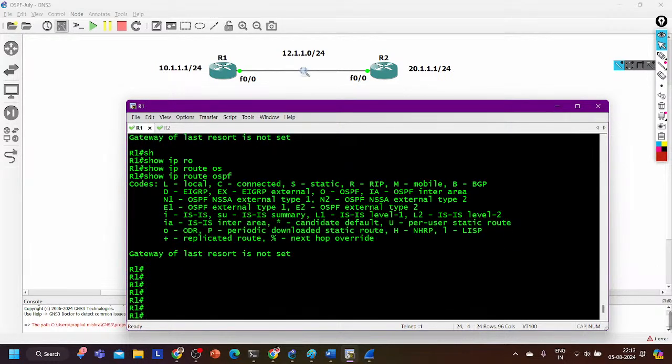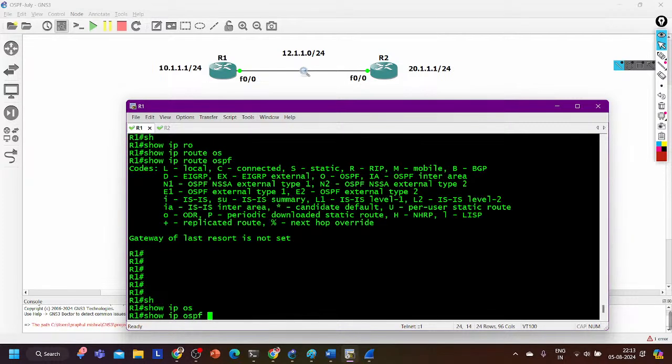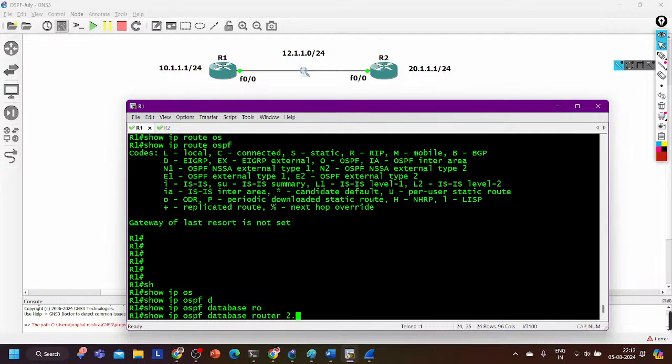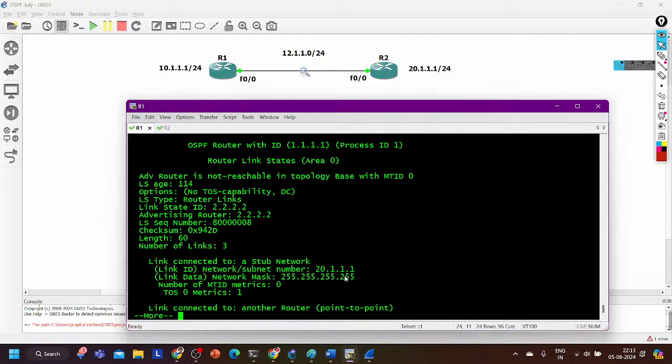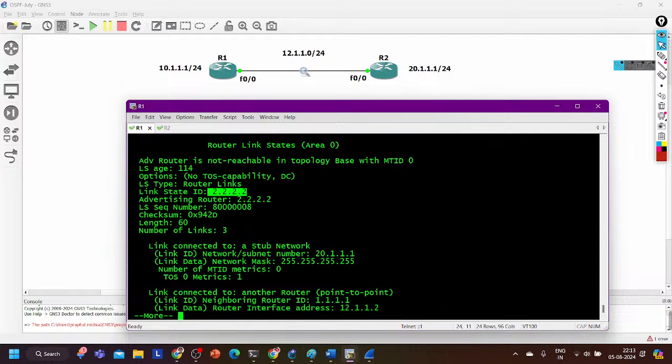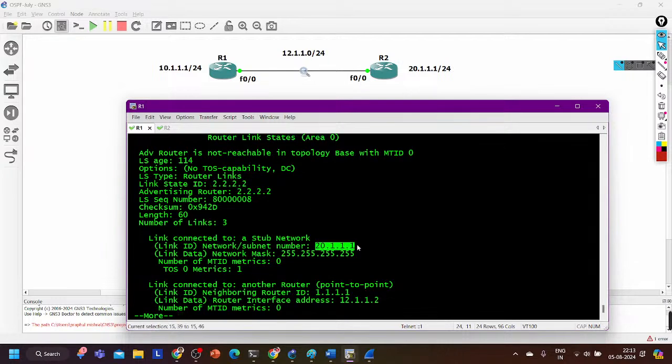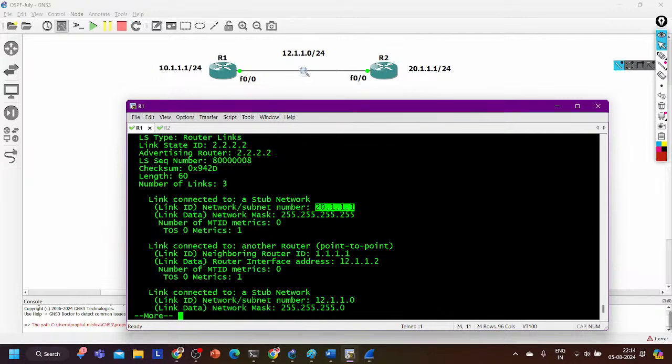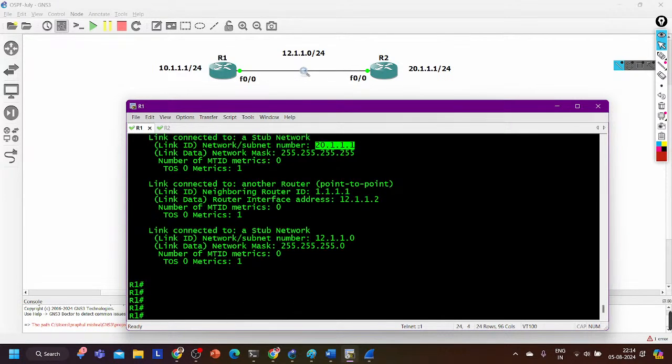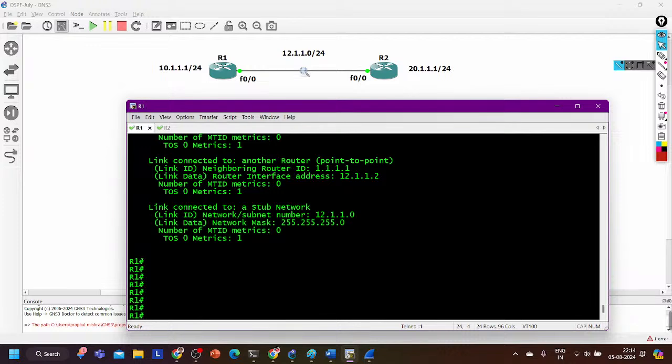Why is router 1 not installing the 20 network in its routing table? Show IP OSPF database router 2.2.2.2, show me the detailed information of this LSA, and see, inside this LSA the 20 network is there, right? The 20 network is there, but the router is not installing it in its routing table. So to troubleshoot it, what you can do, check the neighborship in detail.